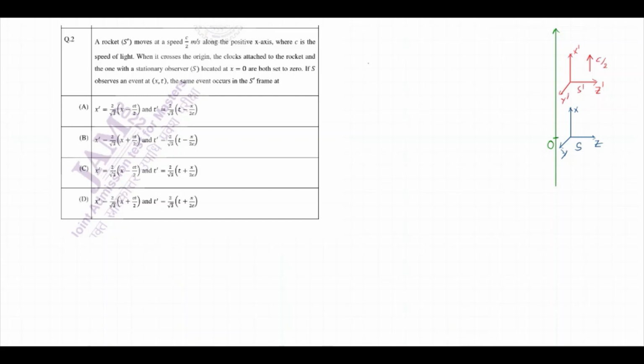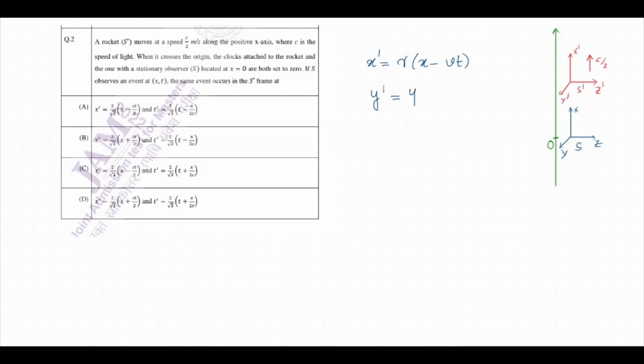We can apply Lorentz transformation equations. What are Lorentz transformation equations? These are transformation equations connecting the coordinates of two events in two frames which are in relative motion with uniform velocity. So x prime is equal to gamma into x minus vt. This is one of the equations if the motion is parallel to the x-axis.